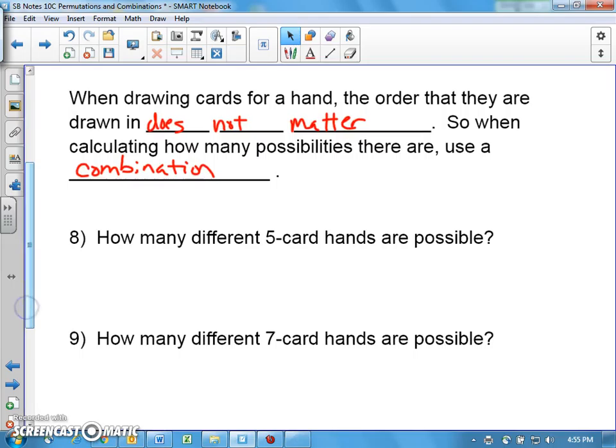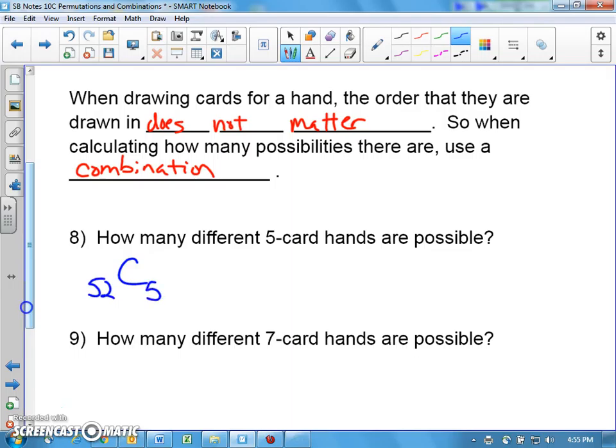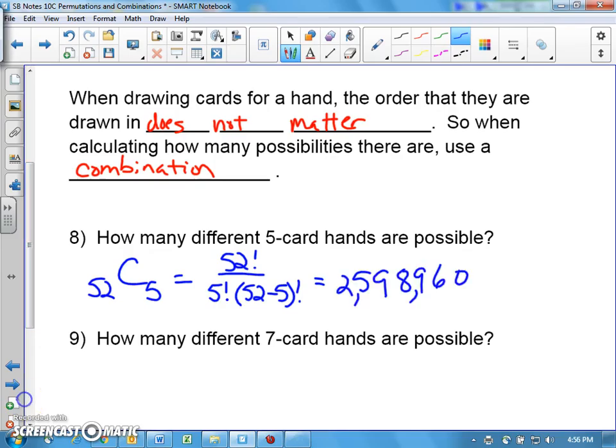So let's think about how many 5-card hands there are possible. I've got 52 cards to choose from, and I'm going to select 5 cards. So this would be 52 factorial over 5 factorial times 52 minus 5 factorial. When I type this into the calculator, I'm going to get a very large number, over 2.5 million.